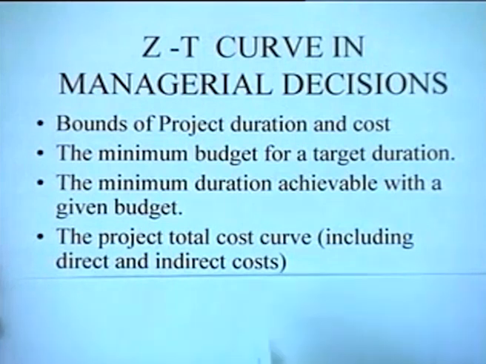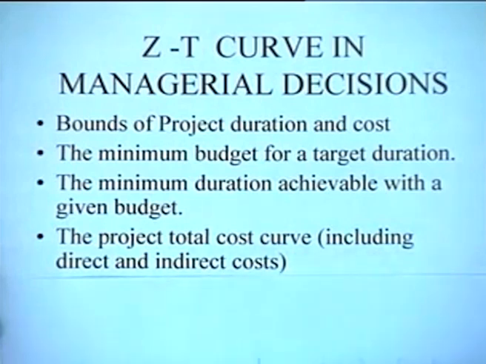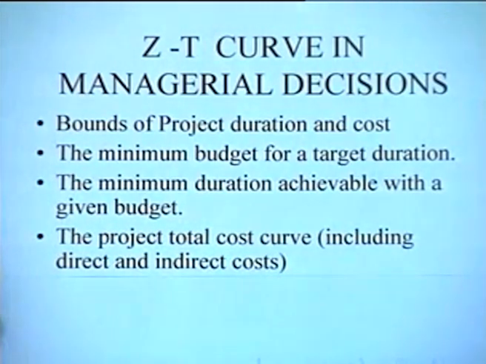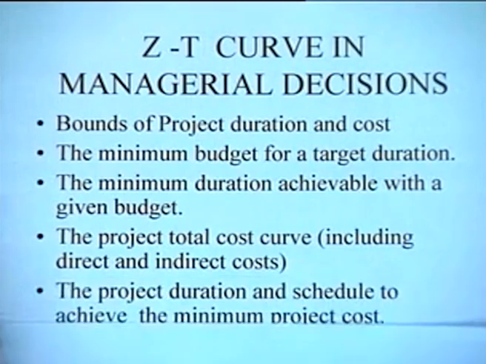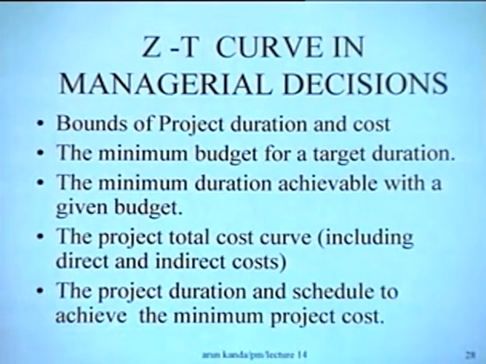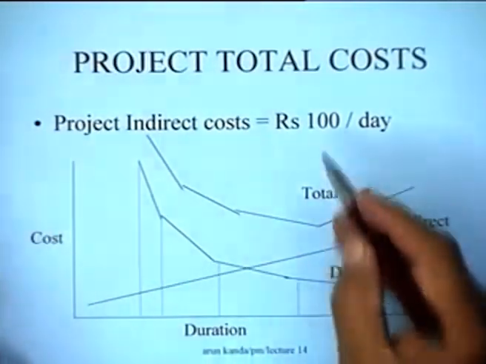The total project cost curve, that is including the direct and indirect costs, can be easily derived from the ZT frontier, because all we have to do is superimpose the indirect costs and get the optimum. The project duration and schedule to achieve the minimum project cost are easily obtained from this particular curve. Now to continue the example, let's suppose that the project indirect costs for the example that we were talking about are 100 rupees a day.